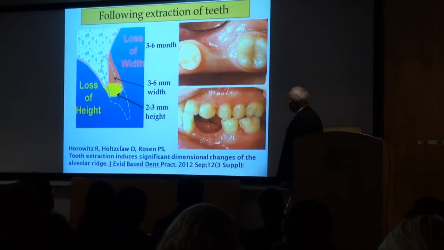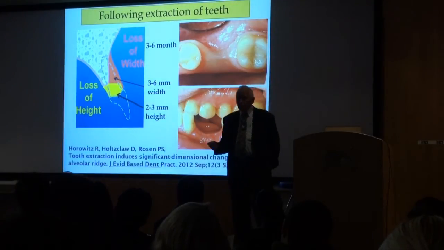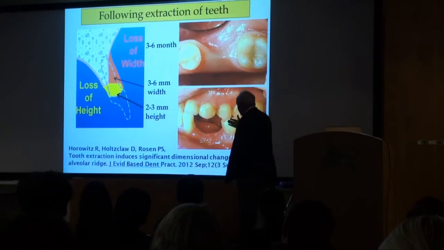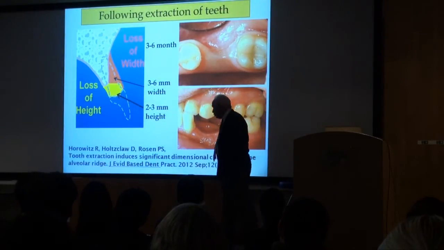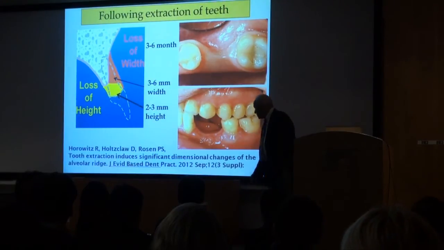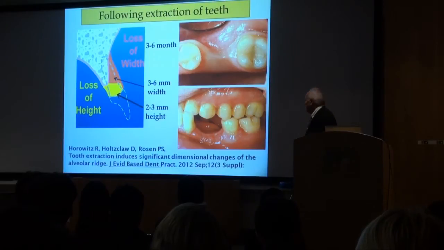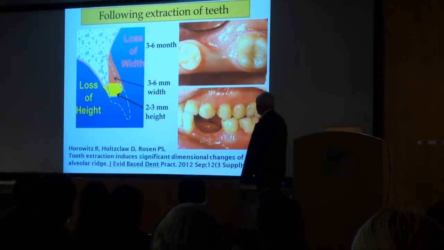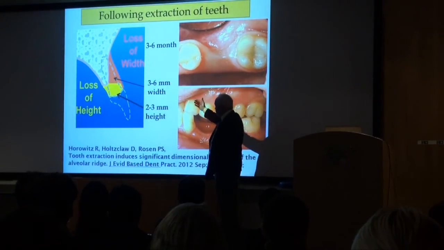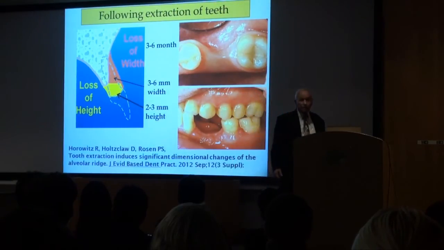Why we need it? Because we know very well, every dentist knows that after extraction, we lose the alveolar bone. And this is a study, a beautiful study, made by Horowitz from NYU, and published in 2012, and he summarized many studies, and he showed that during 3 to 6 months after extraction, we lose 3 to 6 millimeter width, and we lose also 2 to 3 millimeter height.